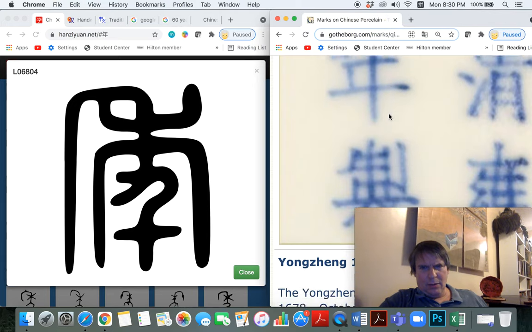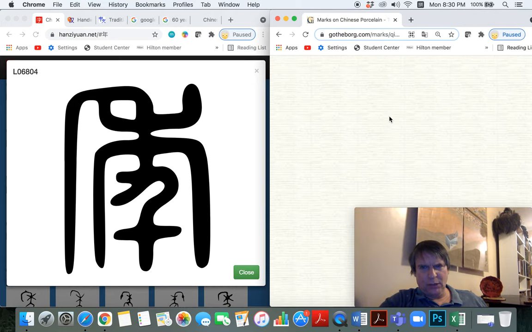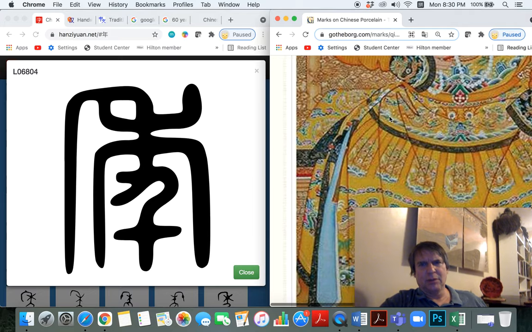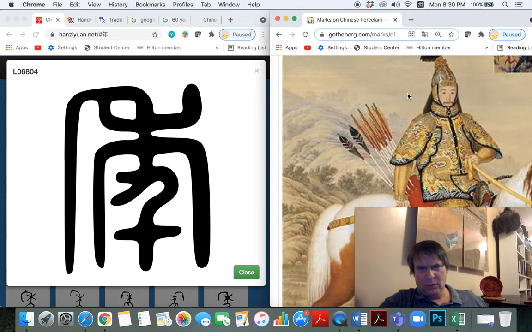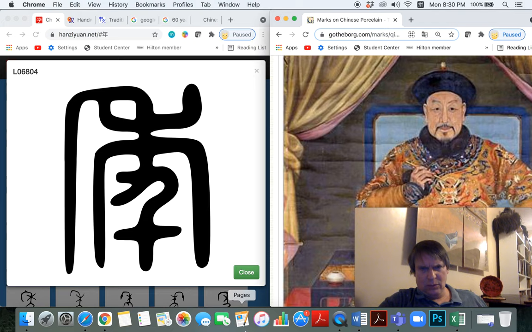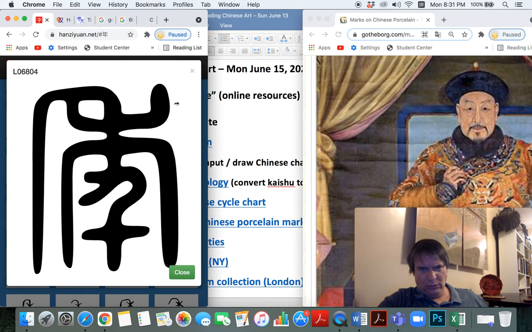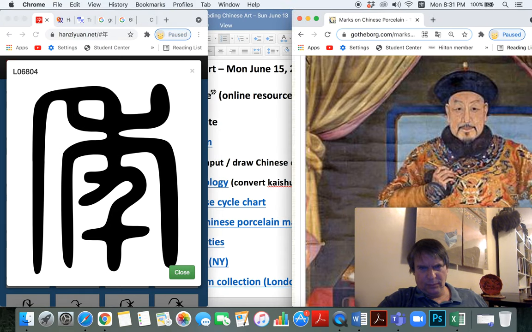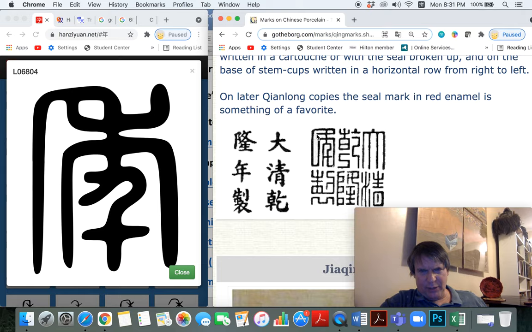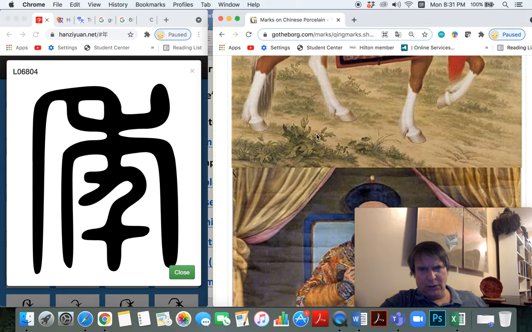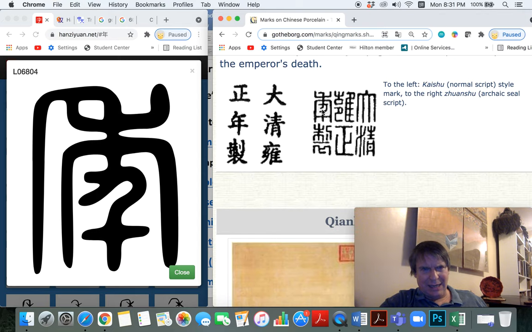All right. So let's get a Zhuanshu character. A Zhuanshu seal mark. Chop. Here we go. Pretty close. Make that a little smaller. Okay, here we go. Pretty different. What about Yongzheng? Aha. Well, it looks a little different.